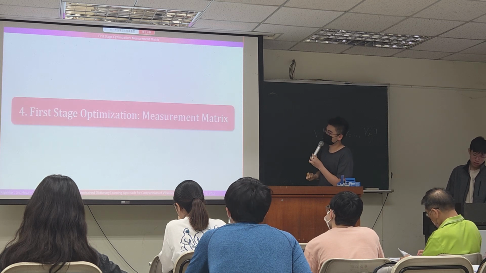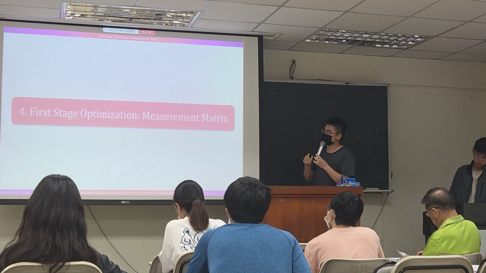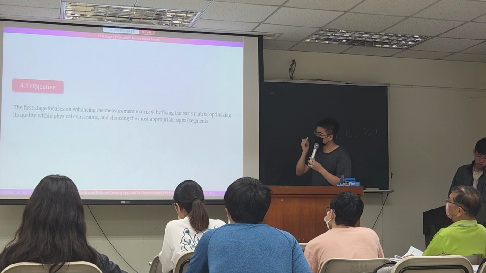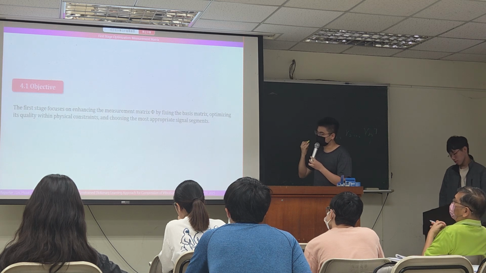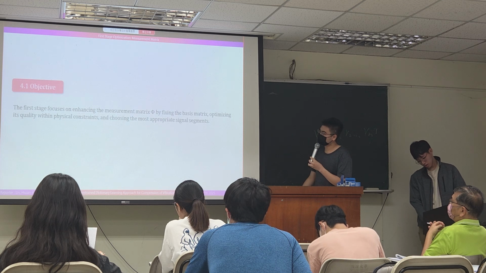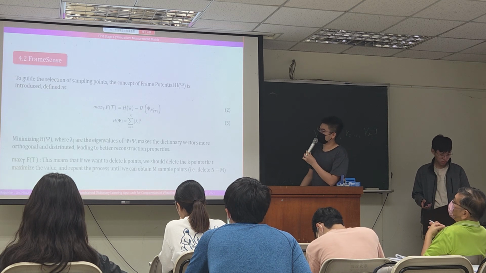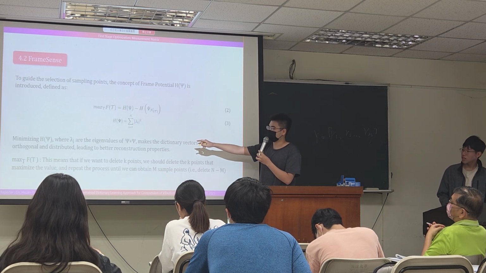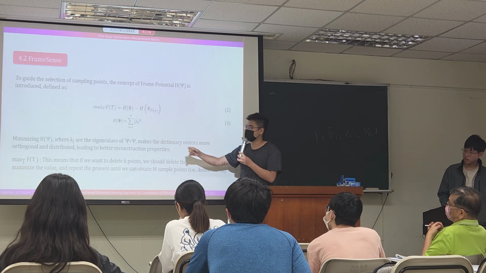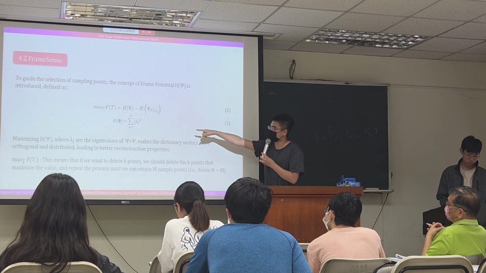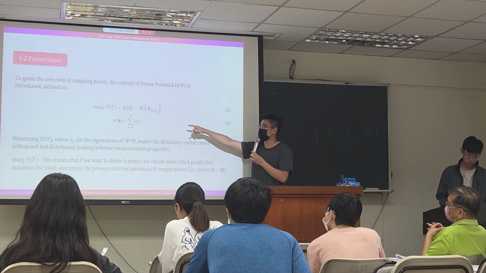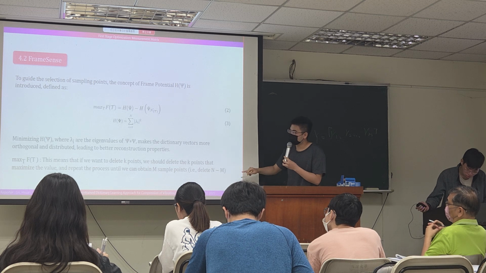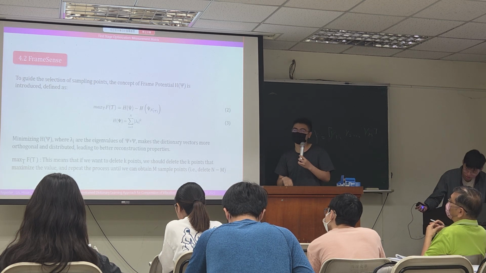Okay, next. The first stage optimization: we will fix the time to optimize. We'll introduce this one later. This edge of side is lambda square, and lambda is the eigenvalue.